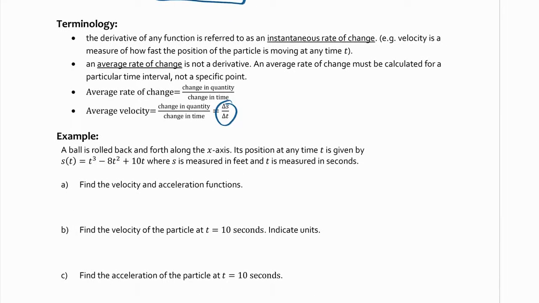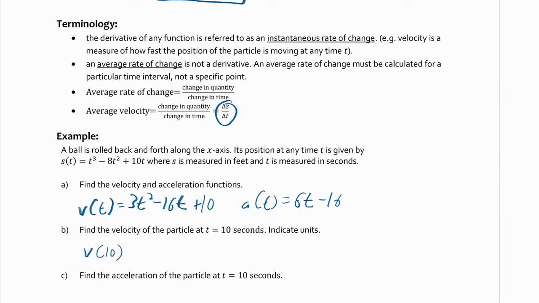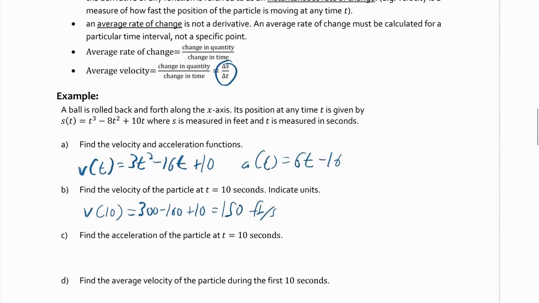I have s of t is equal to this. So the velocity function, v of t, is the derivative: 3t squared minus 16t plus 10. And acceleration is the derivative of that: 6t minus 16. V of 10, we plug it in, and I get the velocity at time 10, so 300 minus 160 plus 10. That gives me 150 feet per second. And the acceleration at time 10, a of 10, is equal to 60 minus 16, or 44. Let's put units down: feet per second squared.